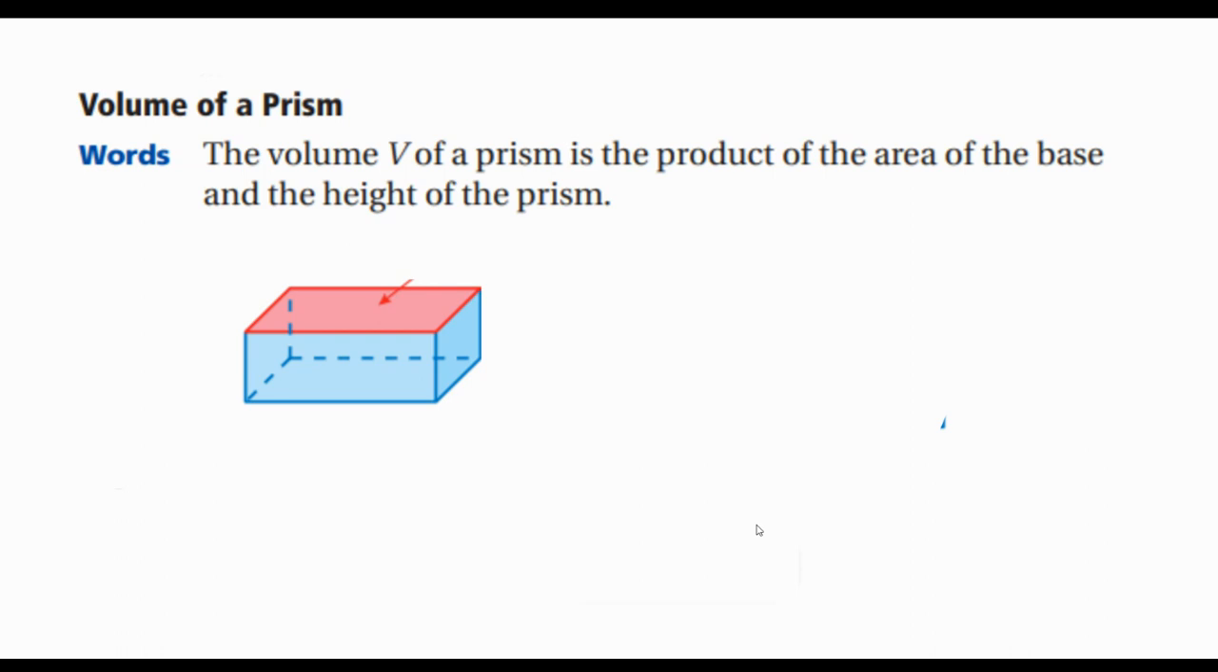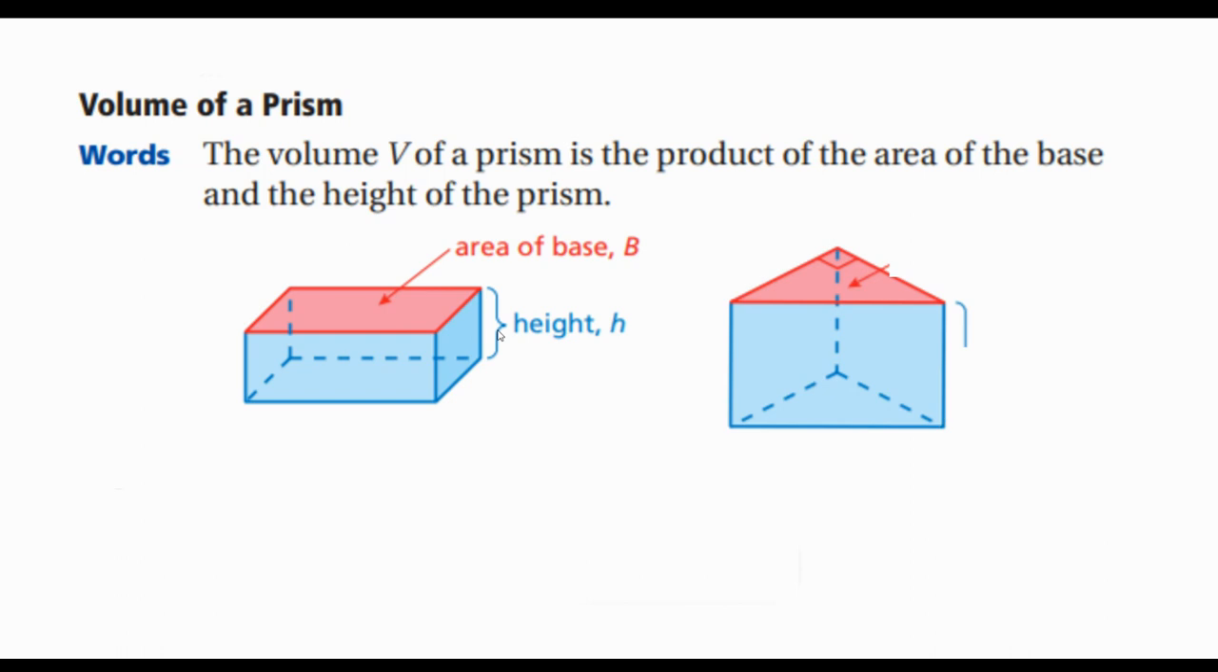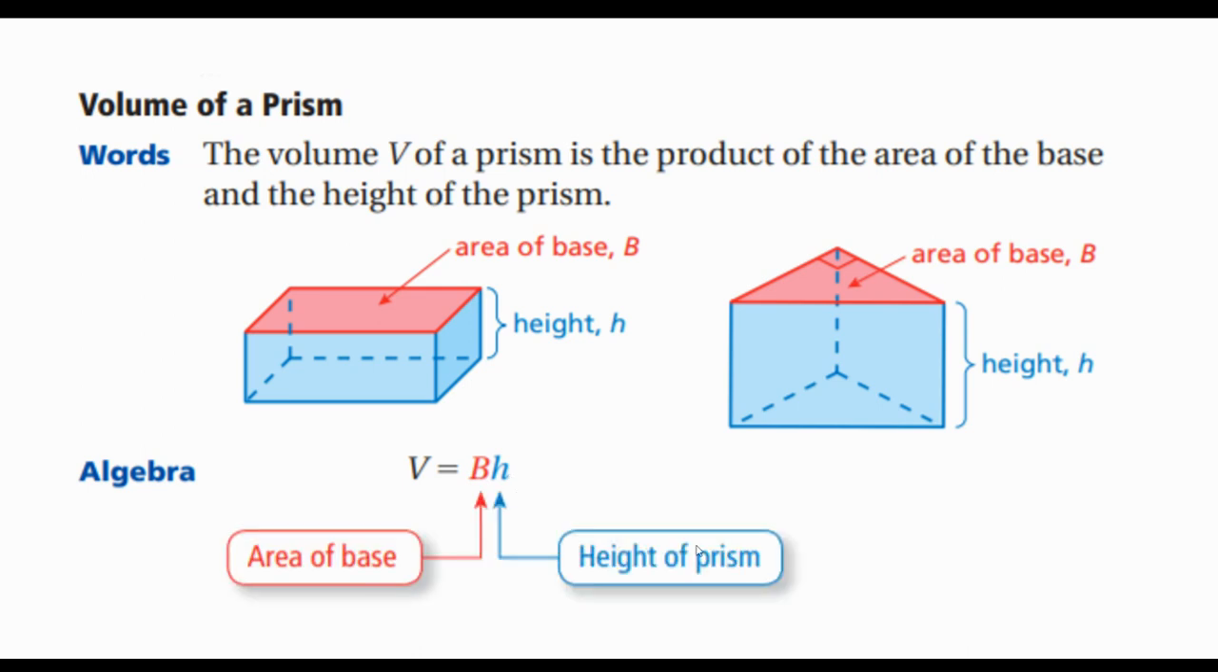So we're given a rectangular prism here. What we need is the area of the base B, or really here the area of that rectangle, and we're going to end up multiplying it by the height. Or if we have a triangular prism, same thing: area of the base, so area of that triangle, and multiplying it by the height. So what does that look like in a formula? The algebra: volume equals the area of the base, that's the capital B, times the height of the prism.